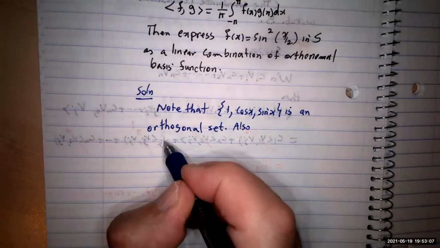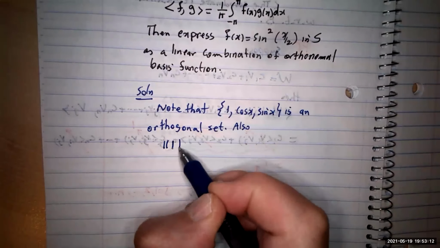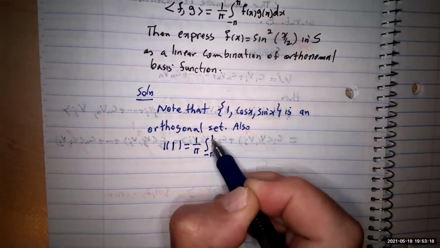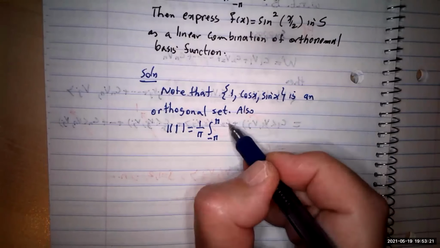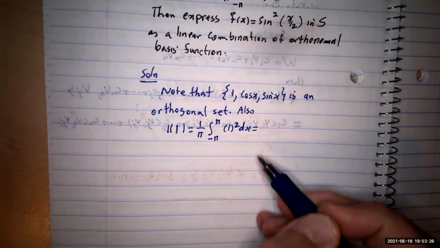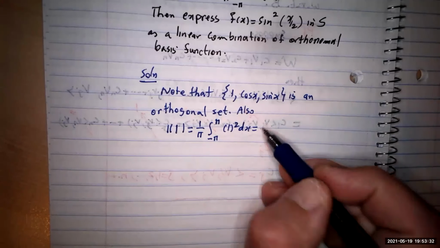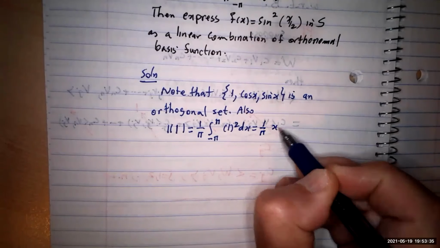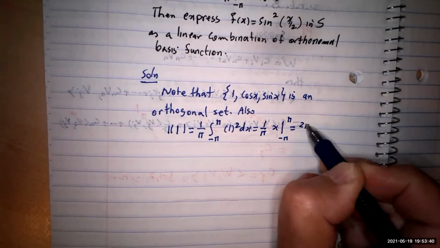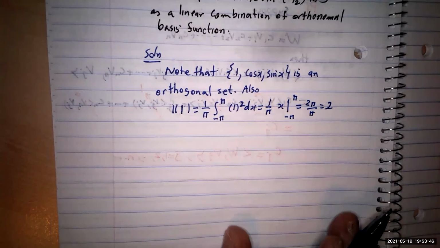Remember, the norm of the vector 1 is going to be what? The norm squared is simply 1 over pi times the integral from negative pi to pi of 1 squared dx. If you integrate it, this is going to be 1 over pi times x from negative pi to pi. So that gives you 2 pi over pi, which is equal to 2. So you have to normalize it.